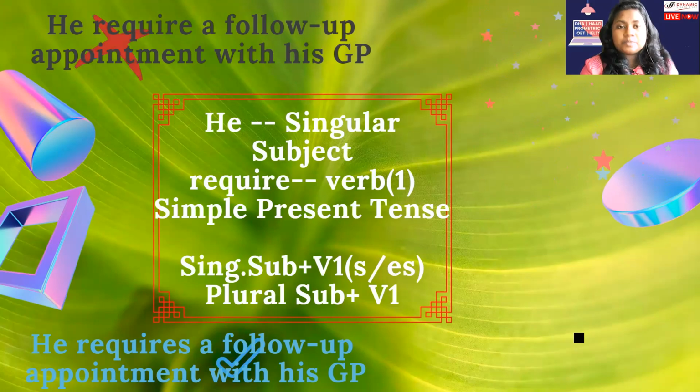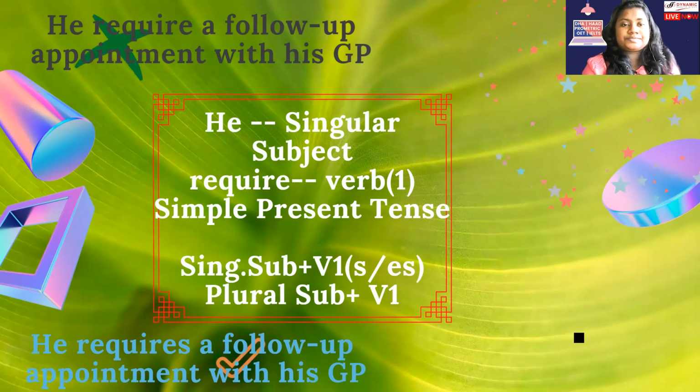When it comes to simple present tense, this rule says that if it is a singular subject, we have to add s or es to the verb. So according to that rule, the statement we have written at the top is wrong. He require, our verb is require. We haven't added any s or es, and our subject is singular. So how will you correct it? He requires, we are adding an s. He requires a follow-up appointment with his GP.